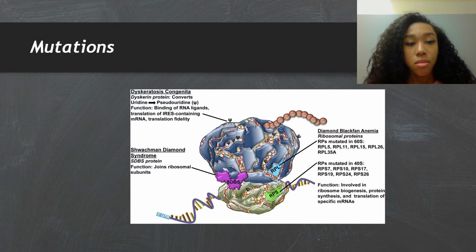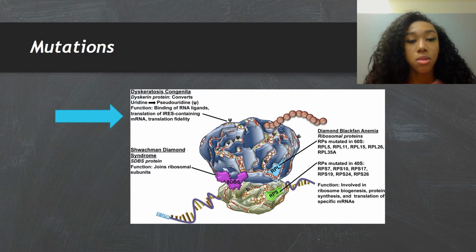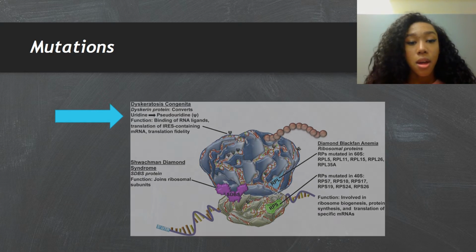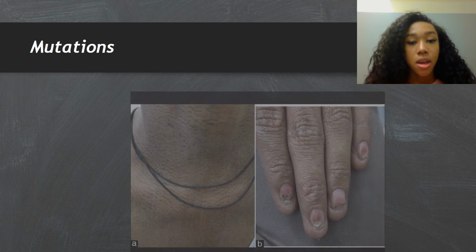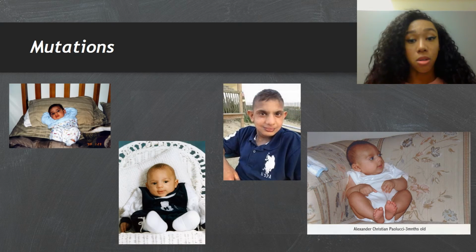So as you can see in the picture down below, dyskerin, which is right here in the upper left corner, converts uridine to pseudouridine. Also, here's an example of the skin pigmentation and the distorted nail growth.